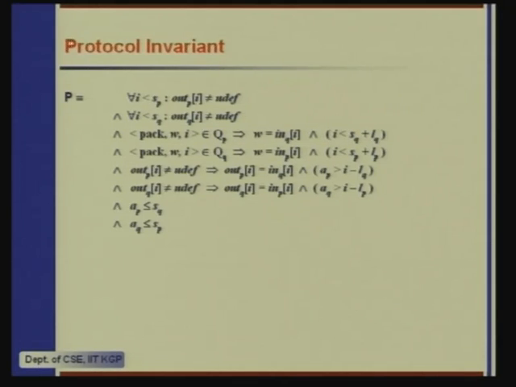Now, what is an invariant? An invariant is a property which holds throughout the lifetime of the protocol. So, when we say that this is an invariant, it means that this property will always hold in all states of the protocol. Okay. We prove the invariant and then we use the invariant to prove the correctness and the results that we wanted to prove about the protocol.